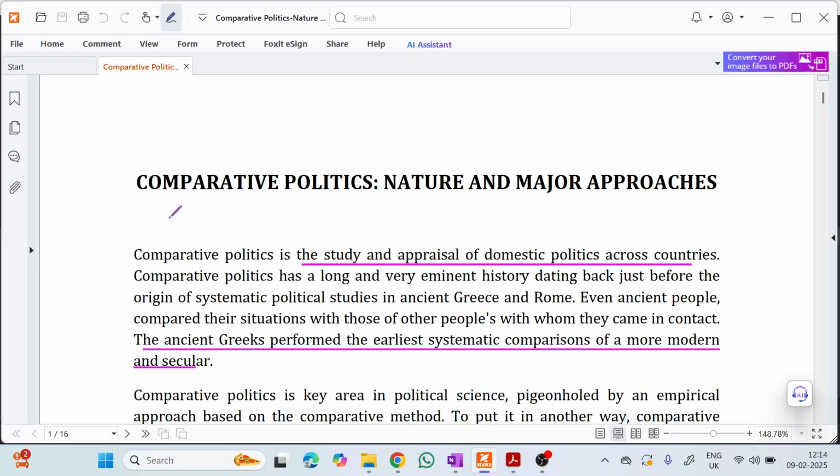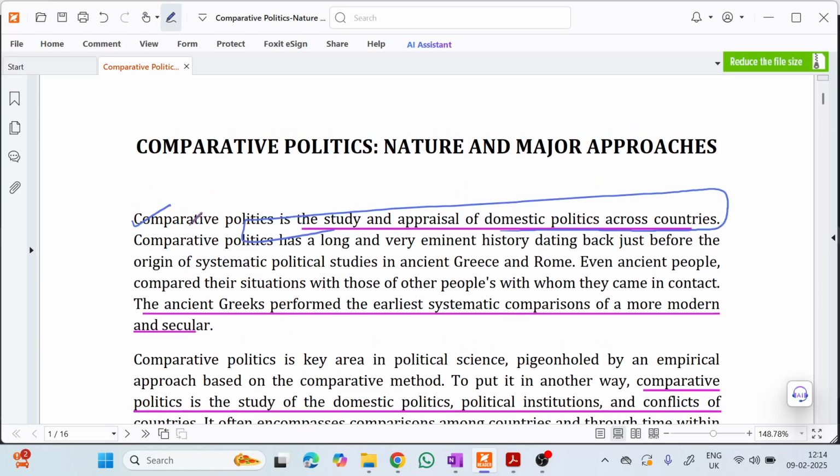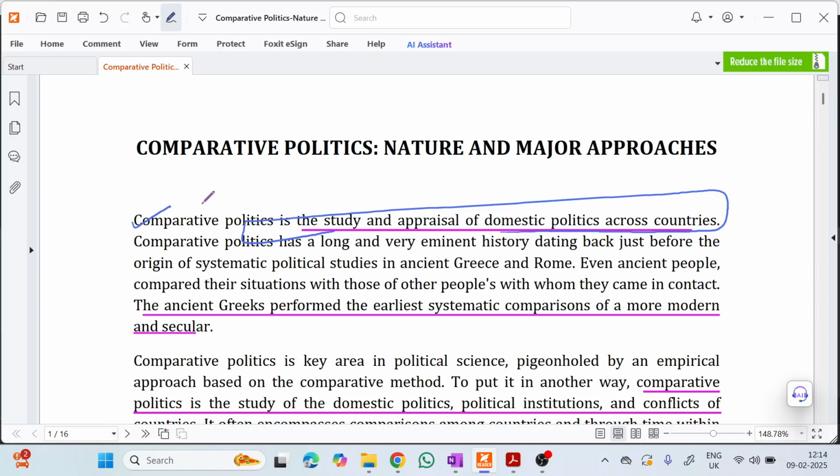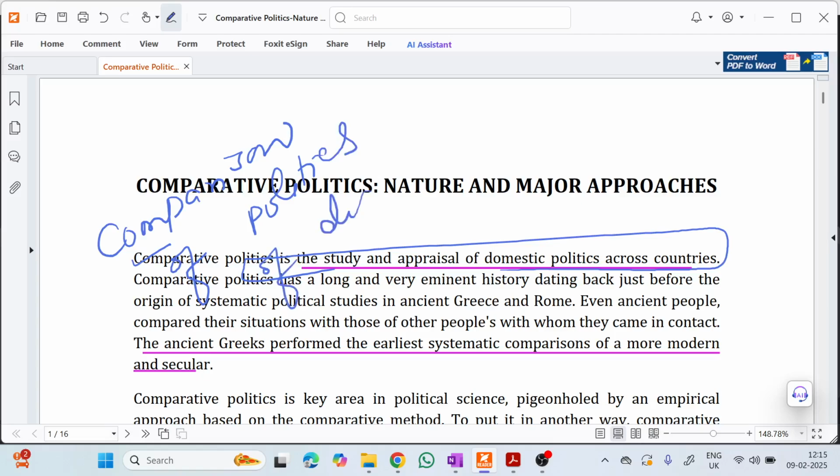Good afternoon, everyone. I'm going to start with the new topic: comparative politics, nature, and major approaches. Comparative politics is the study and appraisal of domestic politics across countries. In short, it means the comparative study of different polities of different countries. In other words, it is comparison of polities or political systems of different countries.